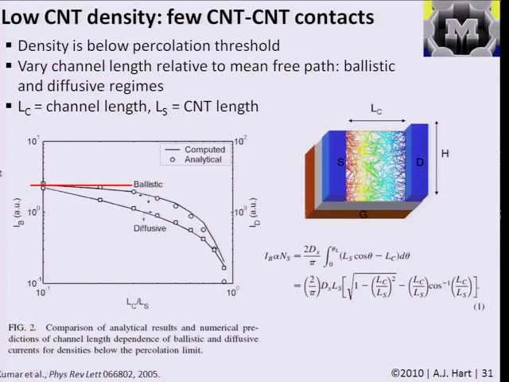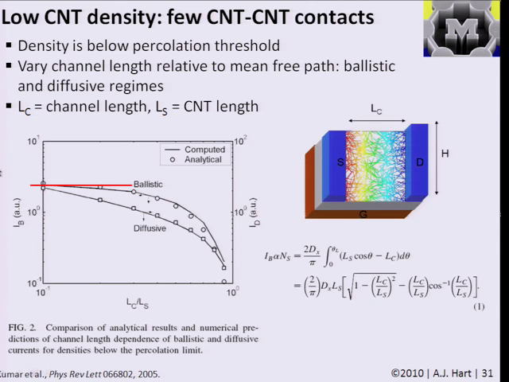And they were doing a bunch of other things here, like varying the length of the nanotube, so they could change this value of L_C divided by L_S, where L_C is the length of the device and L_S is the length of the nanotubes.